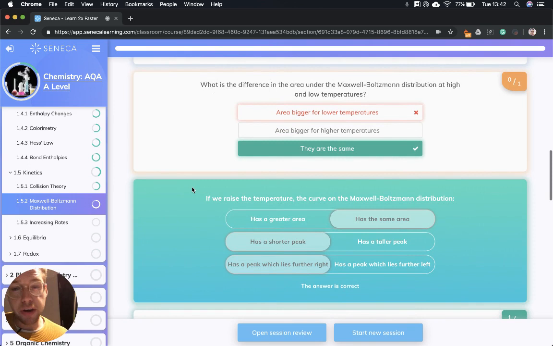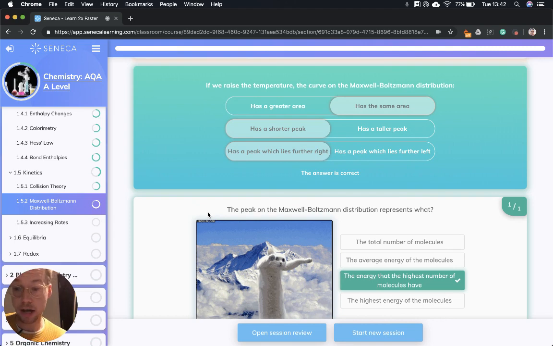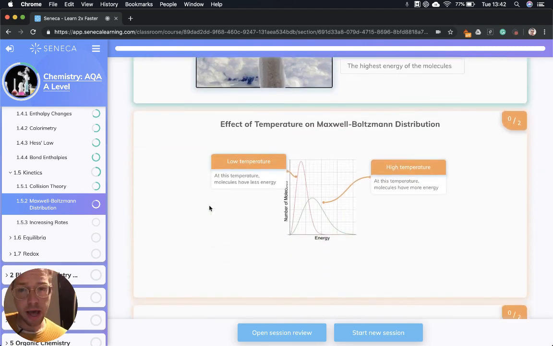So if we raise the temperature, the curve on the Maxwell-Boltzmann distribution, does it have the same area? Yes, it does. Is the peak higher? No, the peak is shorter, but it lies further to the right. Remember those three facts. So, the effect of temperature: as the temperature increases, the peak is going to shift to the right and it's going to be lower.